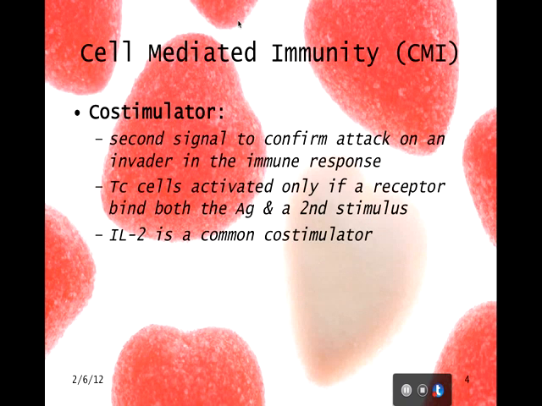It is so important not to kill our own cells that the immune system uses a co-stimulator to provide a second signal to confirm attack on the invader. Without the second signal to confirm the response, a foreign protein will not be attacked.